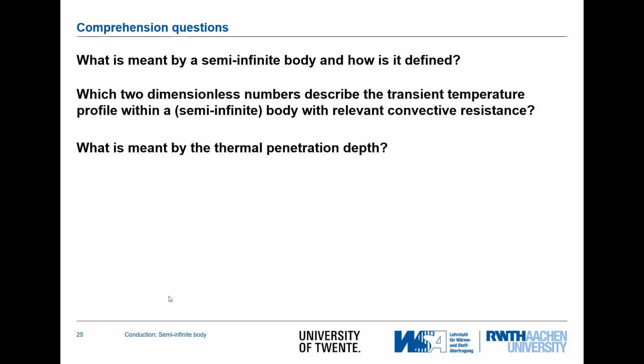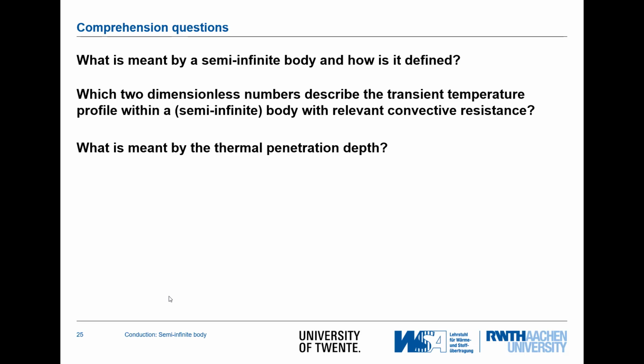Which two dimensionless numbers describe the transient temperature profile within a semi-infinite body with a relevant convective resistance? So as soon as we see a body and we have heat transfer inside the body, conduction, and a convective thermal resistance on the outside, and we compare these two resistances, we have directly the Biot number as a relevant parameter. The other relevant parameter is the Fourier number, which is then a scale for the time of the change and the information transport due to the thermal diffusivity.